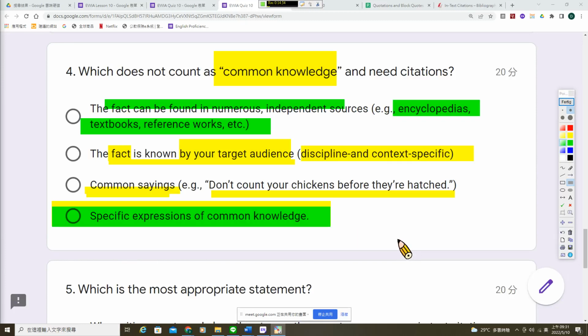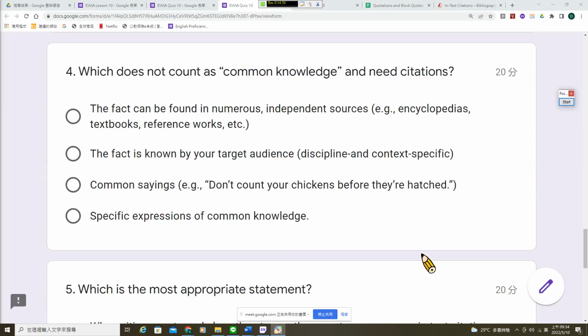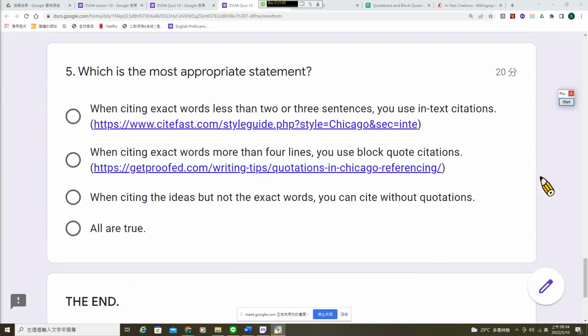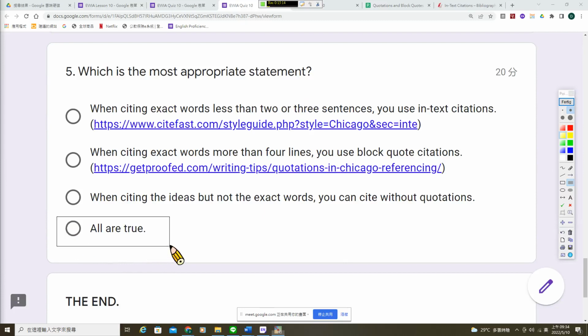So this is very important. Please keep in mind. And let's go to the next one. Which is the most appropriate statement? This question is for you to review the major context of our video clips. The answer is, of course, all are true. This is the most appropriate one.